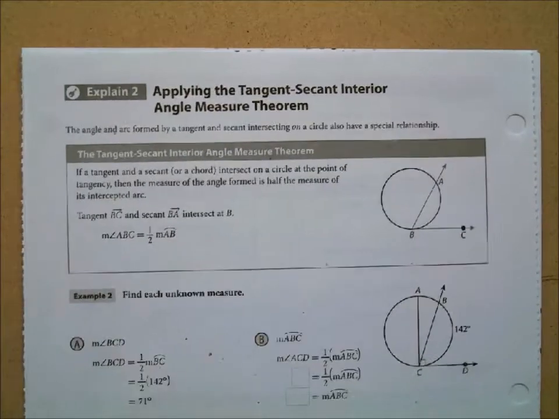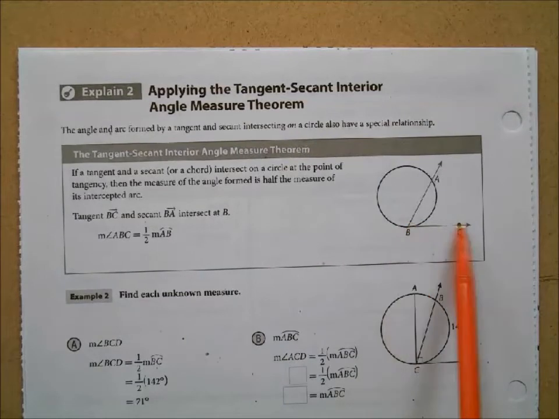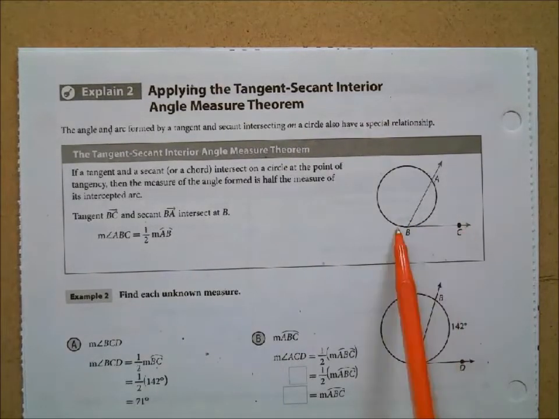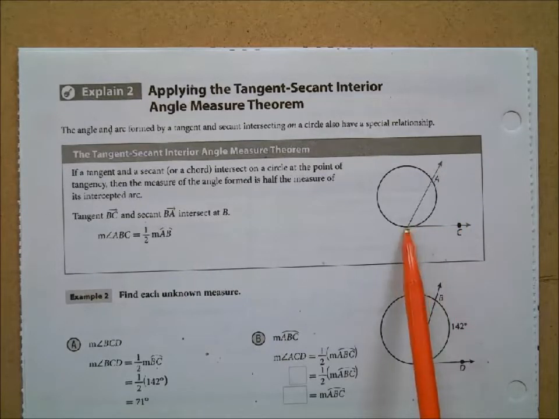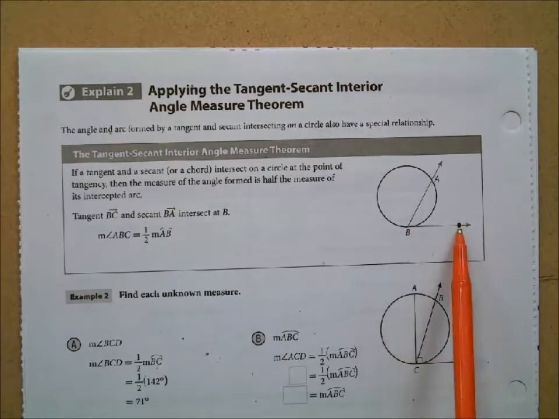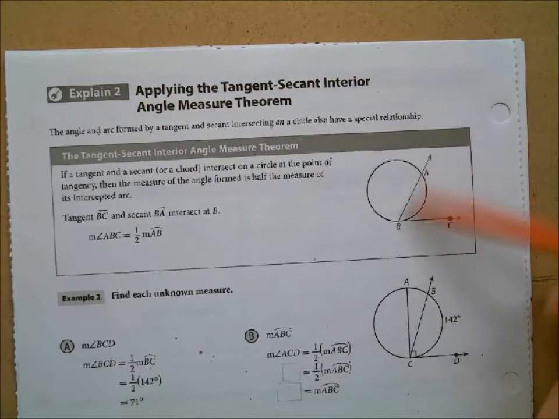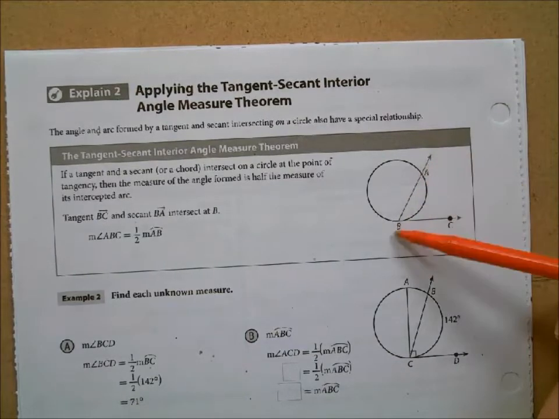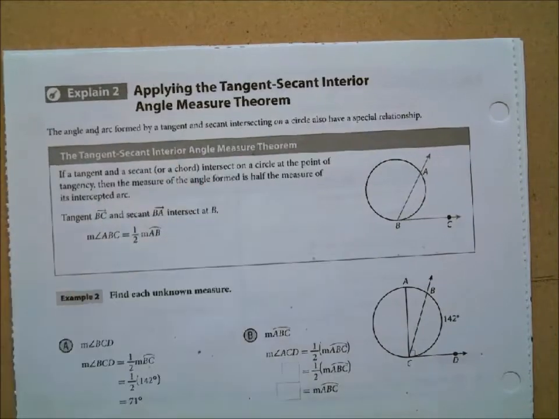All right. What two kinds of segments do we have here? BC is a what? Looks like it's going to intersect the circle at one point, so we could call it a tangent. A tangent intersects at one point. And then what would BA be? It intersects the circle at two points, so that would be a secant. So here we have the tangent-secant interior angle measure theorem.